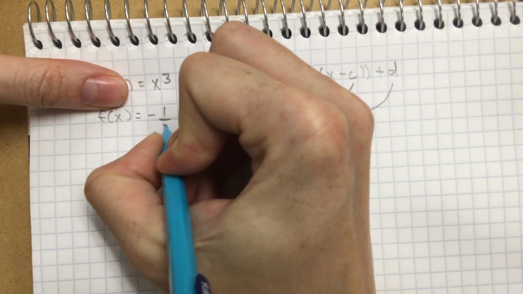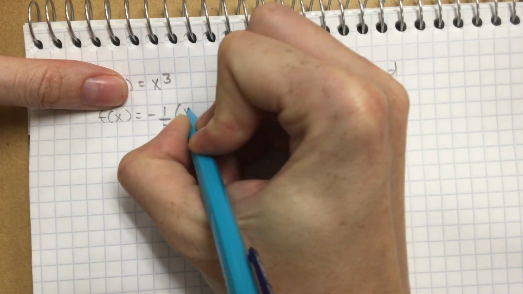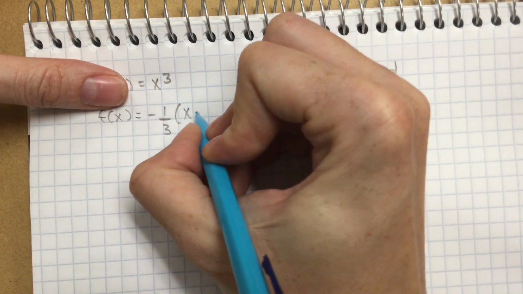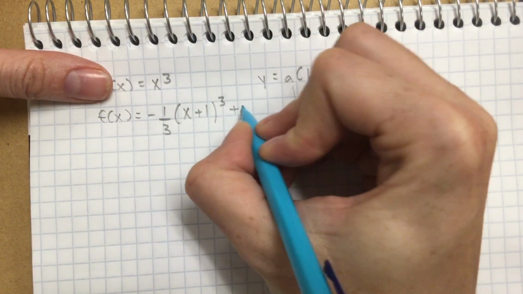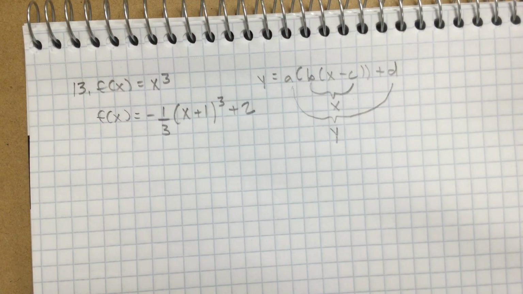All right. So I'm going to have f of x equals negative 1/3 (x plus 1) cubed plus 2. Here's our equation. All right, so everybody there has a job. You've got negative 1/3, you've got a 1, and you've got a 2.